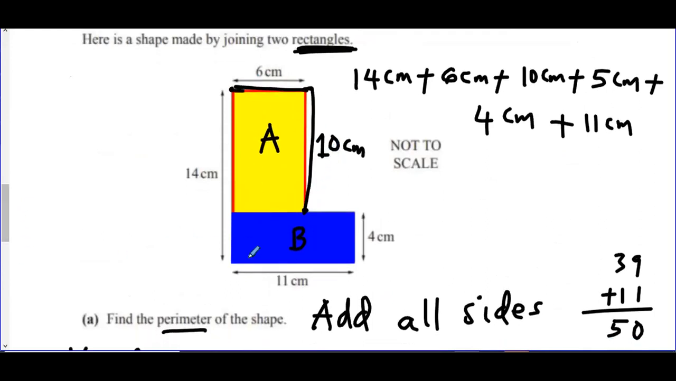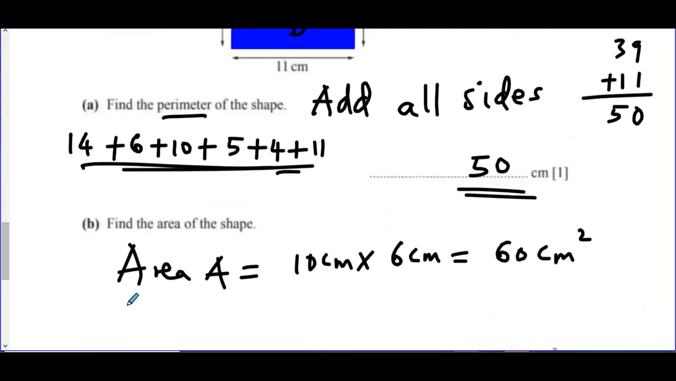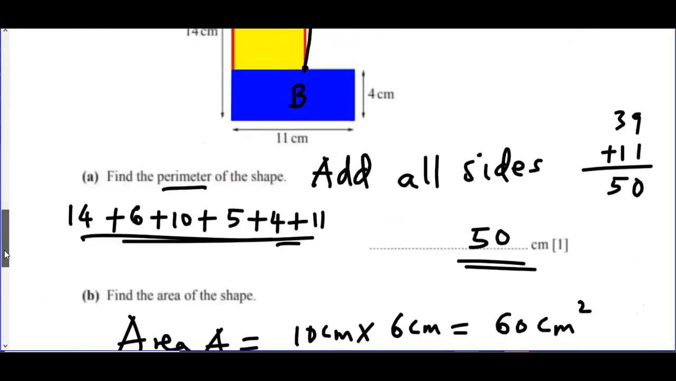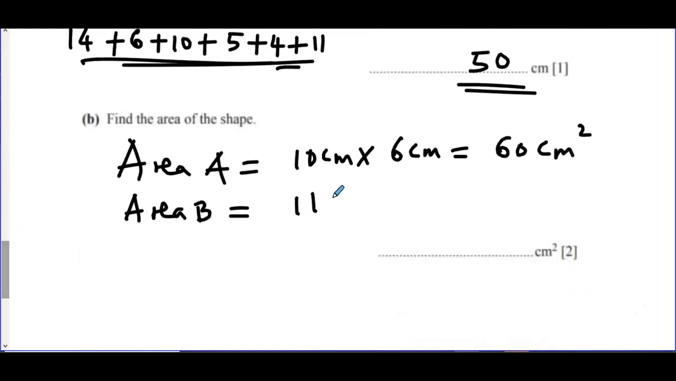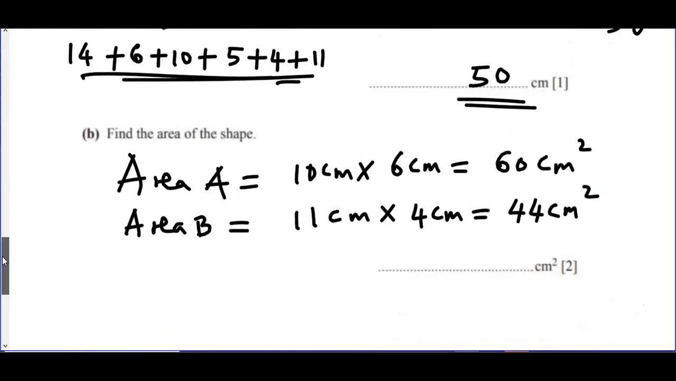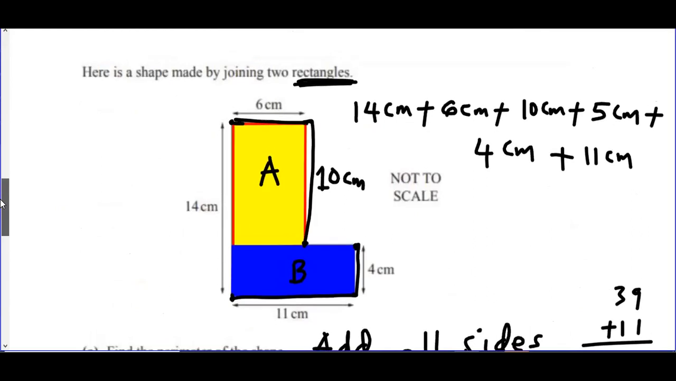Now you go ahead again finding area B, which is this blue color. Go ahead writing area B here. Area B, which is blue color, equals the length times width. Length is 11 multiplied by width, which is 4. So 11 centimeters multiplied by 4 centimeters will be equal to 44 centimeters squared. Now, is that final? The answer is no, this is not final.